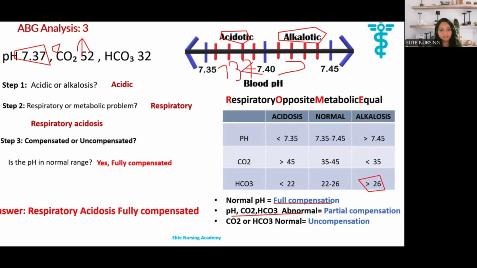If all three values are abnormal, it's partially compensated. It means there is a problem with one system, and the other system is trying to bring the pH to normal. That's why all three values are abnormal, partially compensated. They are still trying, but not successful yet. Uncompensated if either CO2 or HCO3 is normal. If there is a respiratory problem and HCO3 is normal, it means the kidney is not trying to compensate.